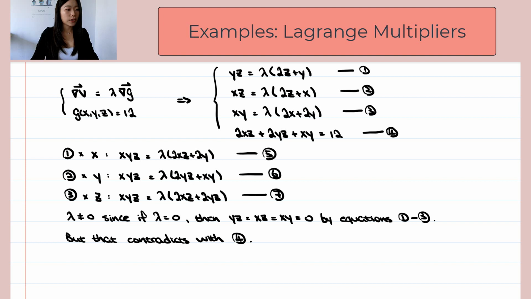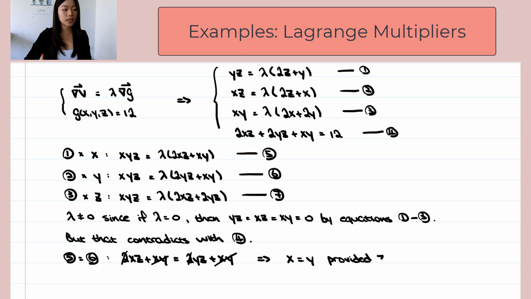So instead, when we equate the left-hand sides of equations 5 to 7, we are equating the terms in brackets. Let's start with the first two equations. Let equation 5 equal equation 6. Then we get 2xz plus xy equals 2yz plus xy. I can cancel out the xy and also the constant 2. So I get x equals y, provided z does not equal 0.